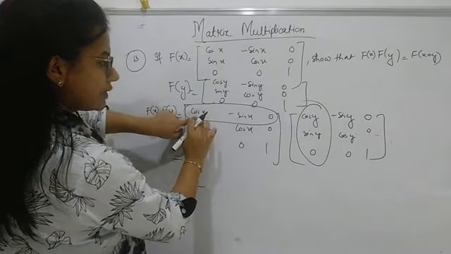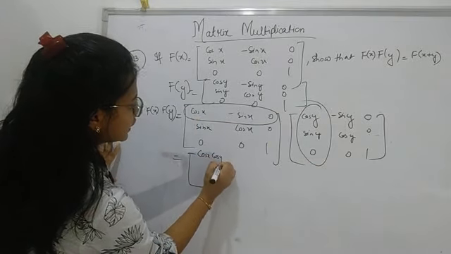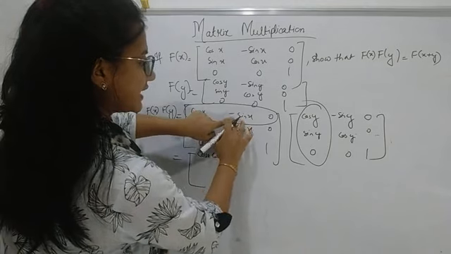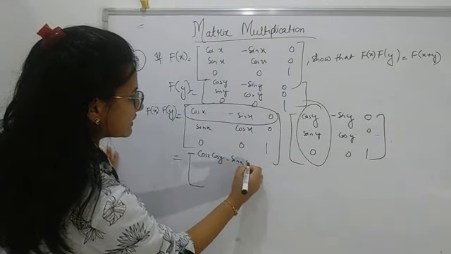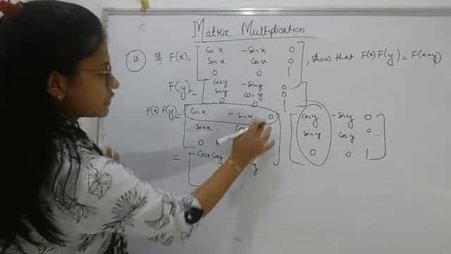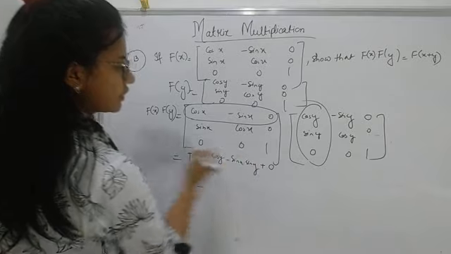So cos x will be multiplied with cos y, so it will be cos x cos y. Second, minus sin x sin y. Next will be 0 into 0 is 0, so it will be plus 0.